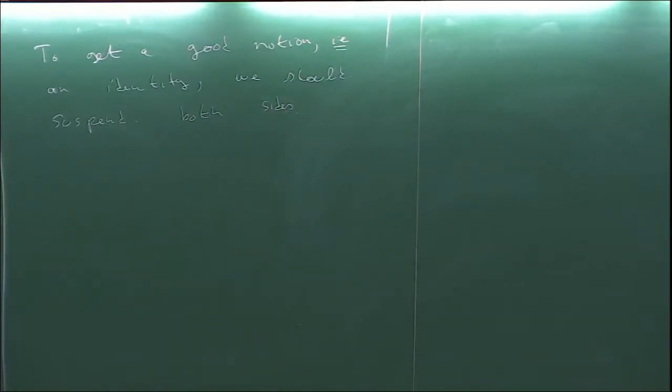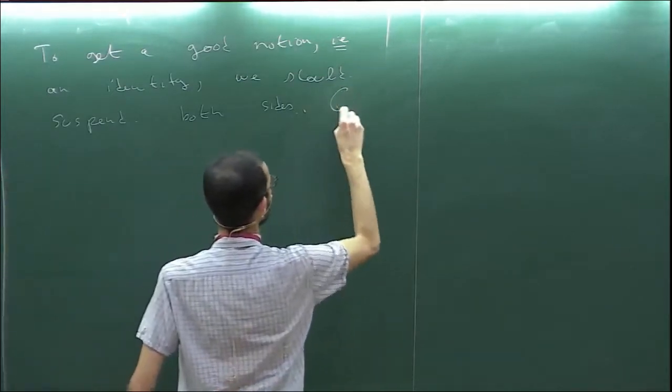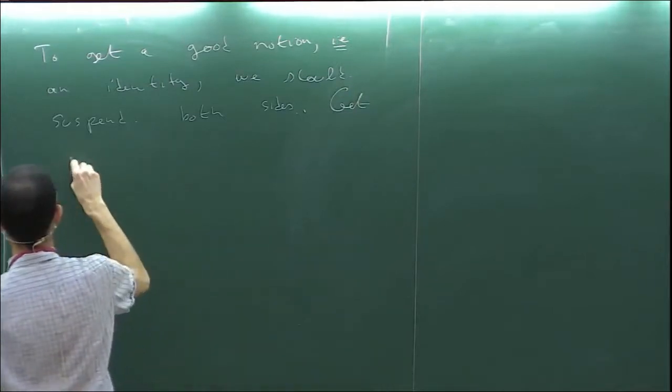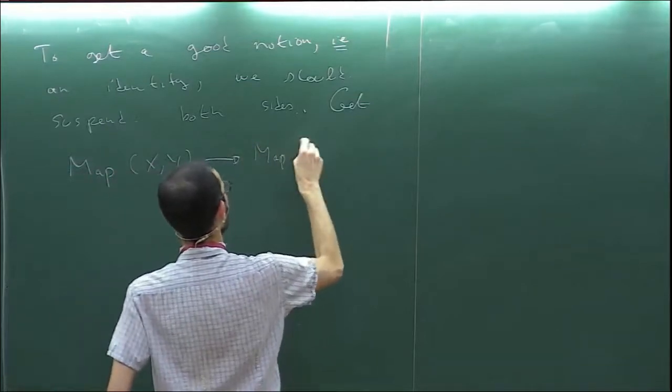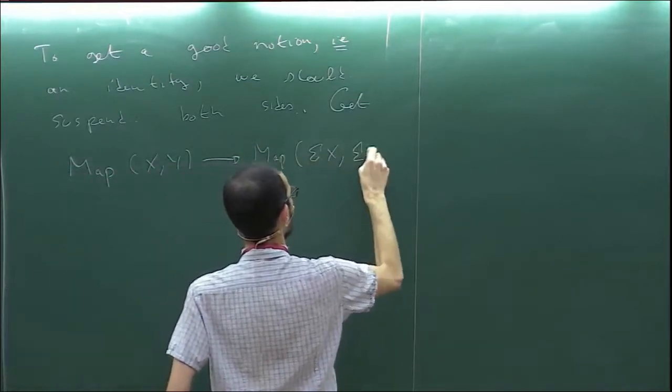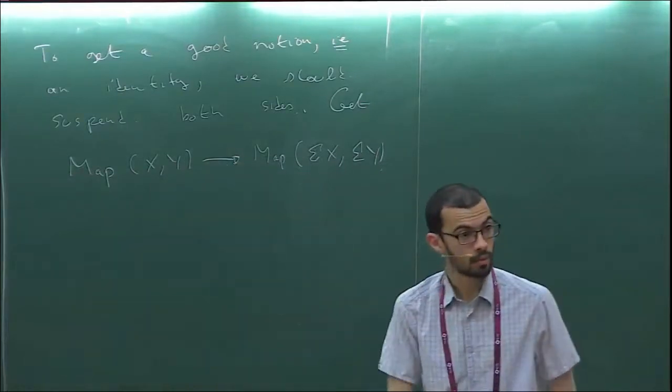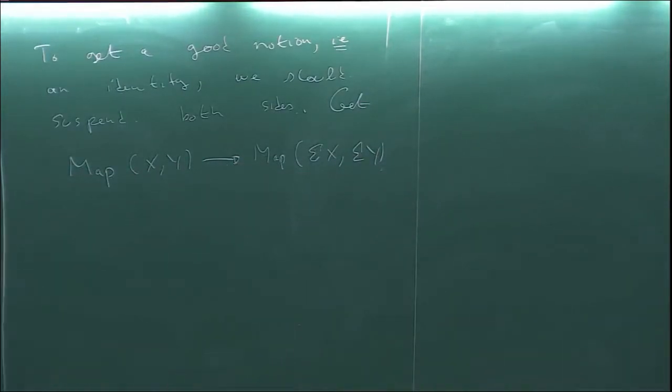And that's a good thing, because once we suspend both sides, there is a natural map from the space of maps from X to Y to the space of maps from the suspension of X to the suspension of Y, which is basically take the product with S1. So then the question becomes, can we stop here? Can we just say we suspend once and we look at spaces which are suspensions? And if you do, you will realize that this is not commutative.